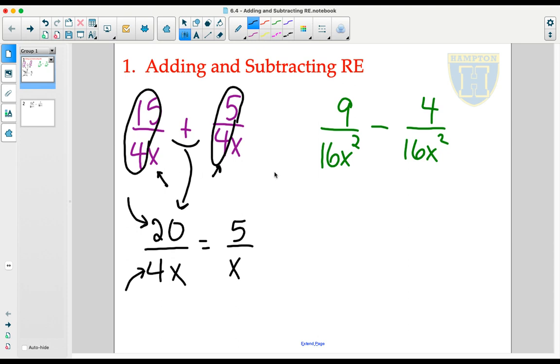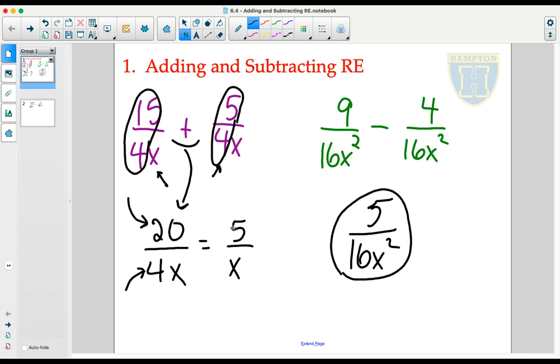Now, that's not always going to happen. Here in our second example, we have the difference between 9 over 16x squared and 4 over 16x squared. That comes to just 5 over 16x squared. 5 and 16 do not share any common factors, so this is the simplest that answer is going to be. No extra simplifying needed, and there wasn't any to be done in the original two rational expressions.